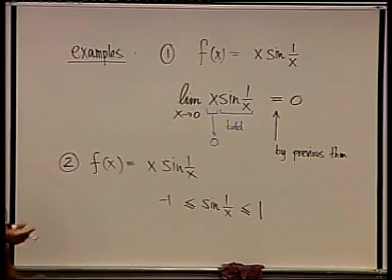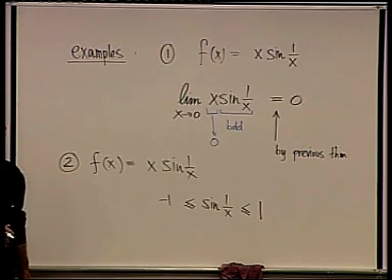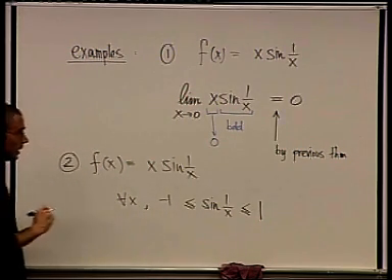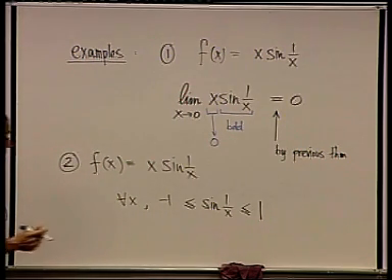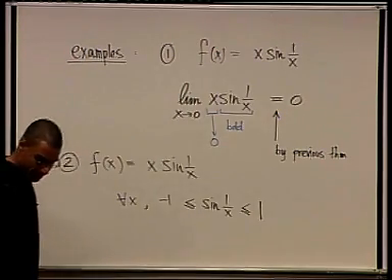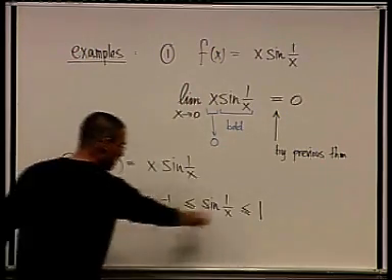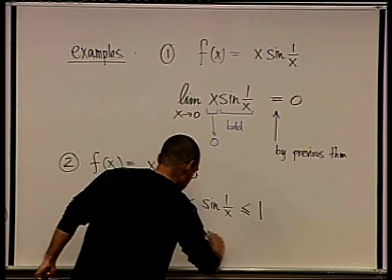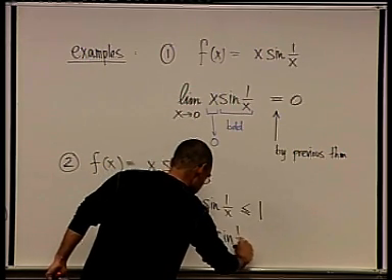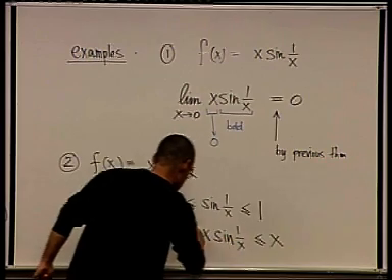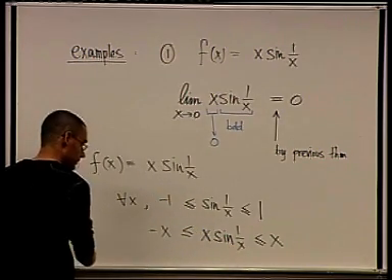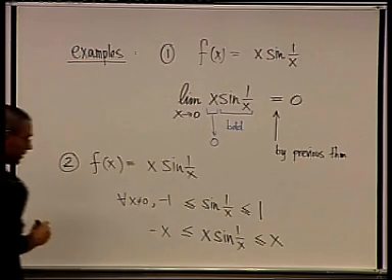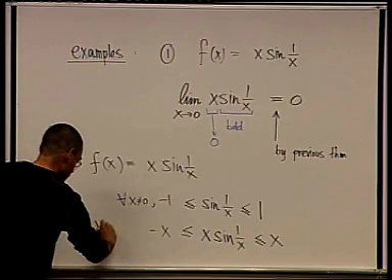Do you agree that sine of 1 over x is between 1 and -1? Always, because it's sine of something. So this is true for any x, in fact. Does everybody agree? Now I have to be a bit careful. I want to multiply everything by x. I want to write that x times sine of 1 over x is also between x and -x. This is for any x different than 0. For 0, it's not defined. Is this statement true?